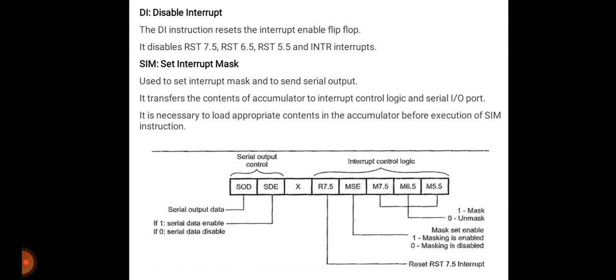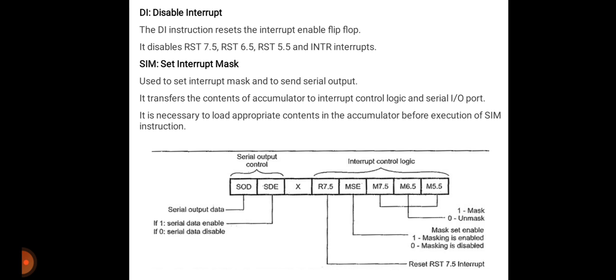Next one is disable interrupt. The DI instruction resets the interrupt enable flip-flop, as you can see in the figure. It disables the RST 7.5, RST 6.5, RST 5.5 and INTR interrupts.